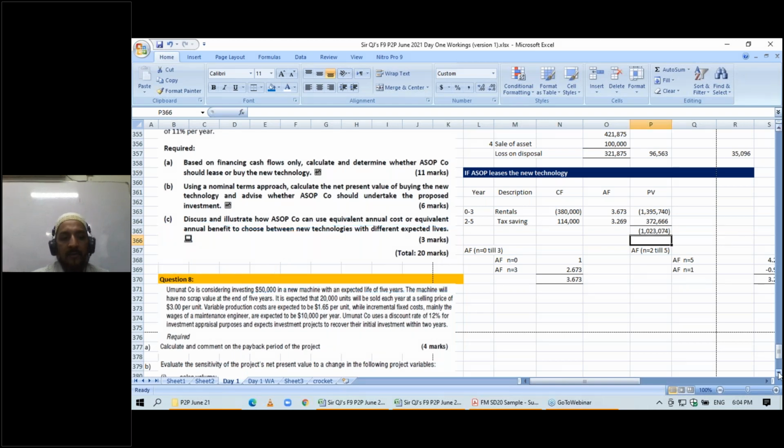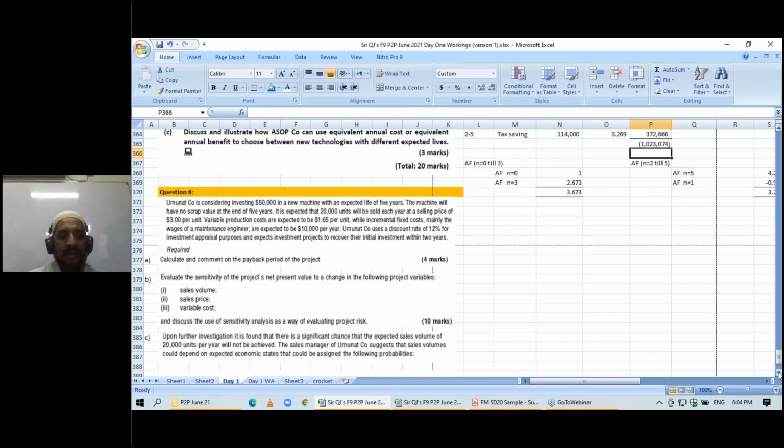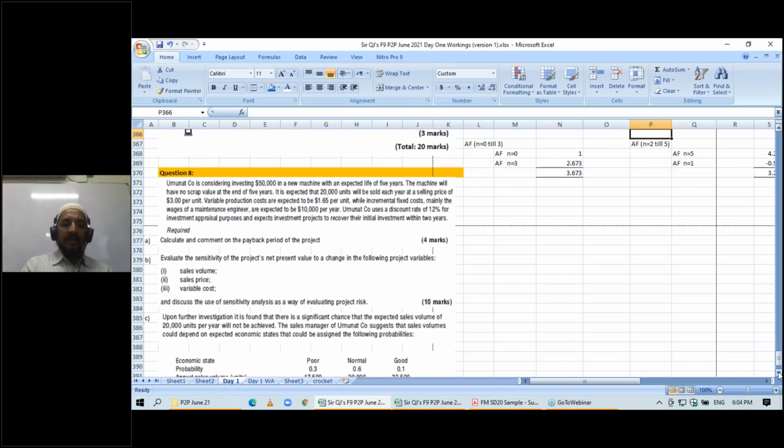Munet PLC. I'll be doing parts B and C of it. Part A is the payback period, which is simple. It's short working, so I'll be doing part A also, but I'll be giving more time to parts B and C. Please read the question, which is above part A.